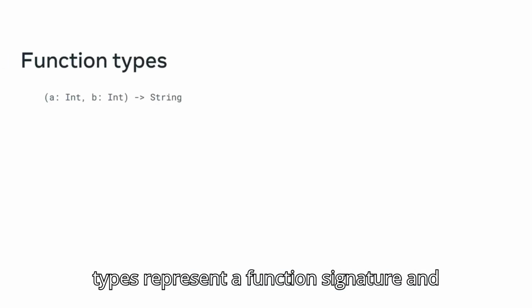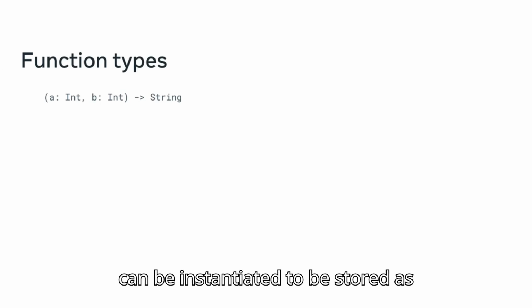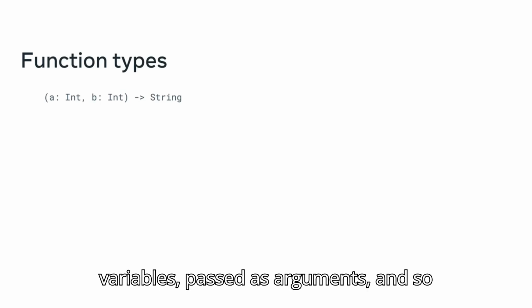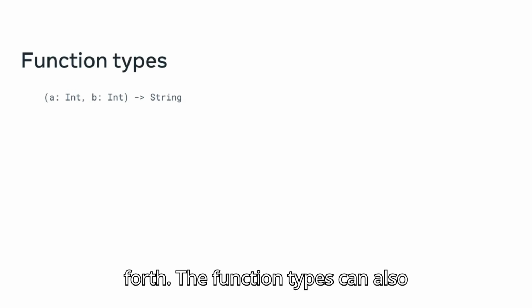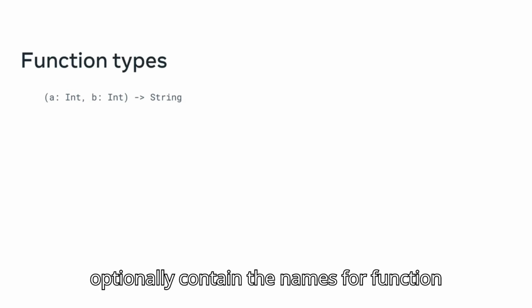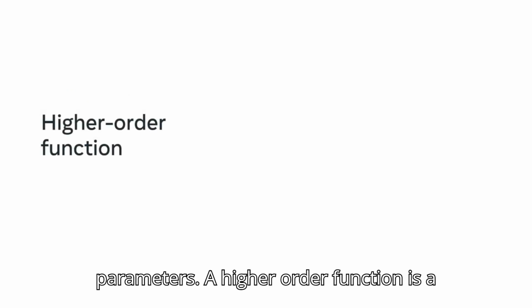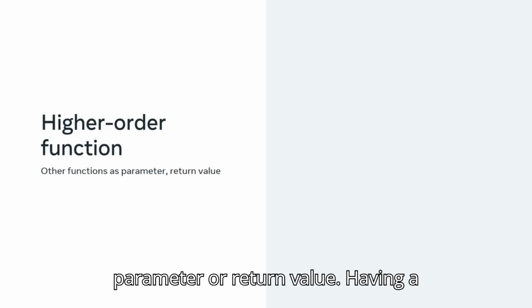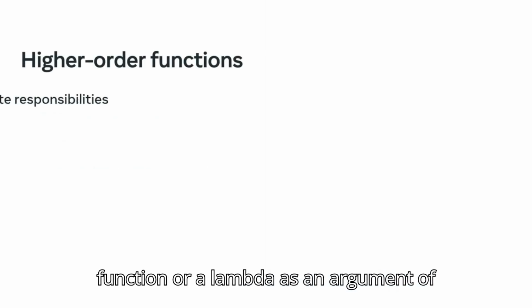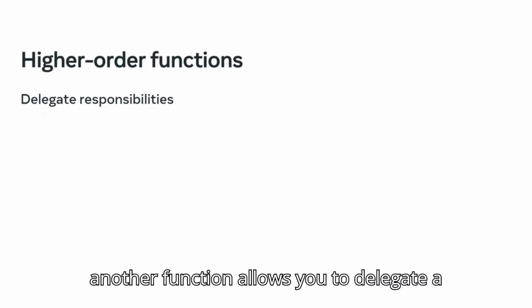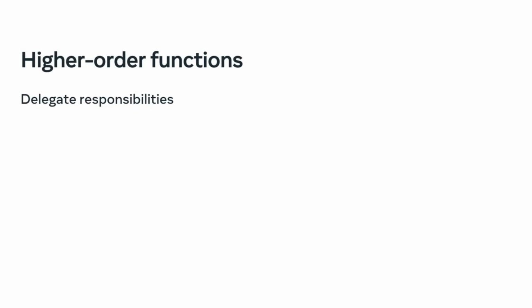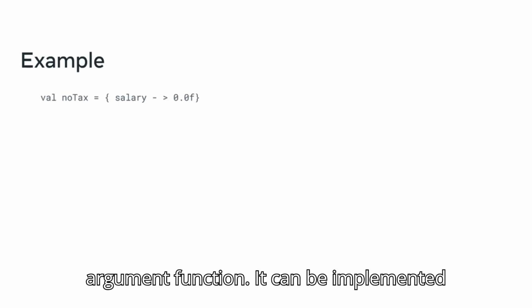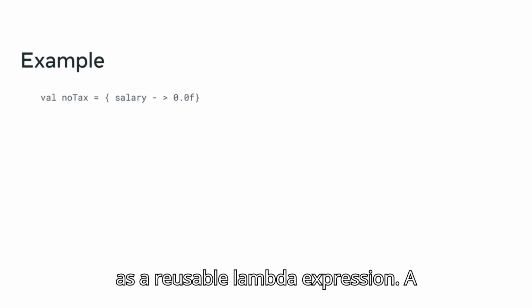Function types represent a function signature and can be instantiated to be stored as variables, passed as arguments, and so forth. The function types can also optionally contain the names for function parameters. A higher order function is a function that has other functions as its parameter or return value. Having a function or a lambda as an argument of another function allows you to delegate a part of its responsibilities to the argument function. It can be implemented as a reusable lambda expression.